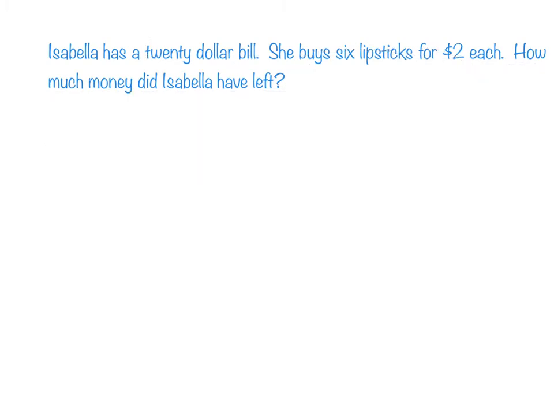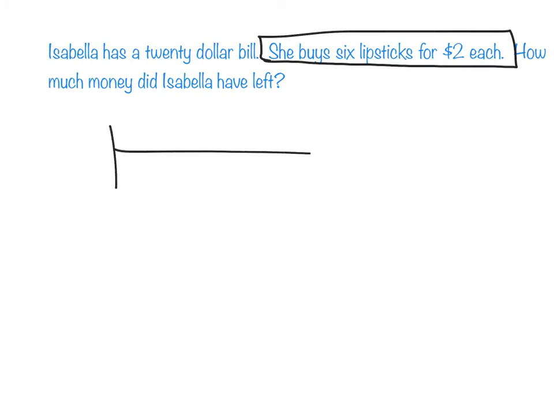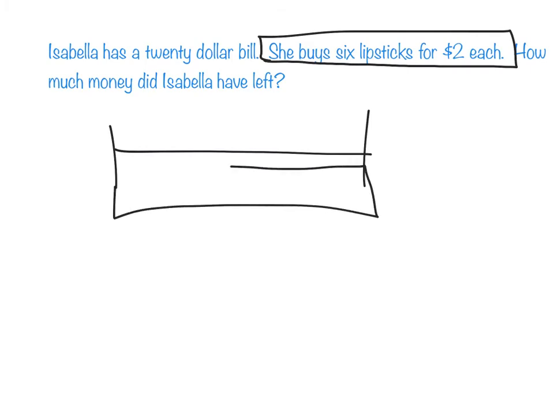Okay, now I'm on step 2, step 3, organize and represent and launch a strategy. So since it's a multi-step, I'm going to do the first part. I have to figure out how much the lipsticks cost. So I know she buys 6 lipsticks for $2 each. So I'm going to draw my word problem structure to figure that out. I know exactly how many groups I have because it's the number of lipsticks she bought. How many did she buy? Excellent. 6. She bought 6.